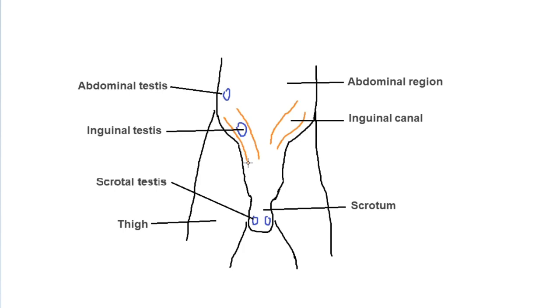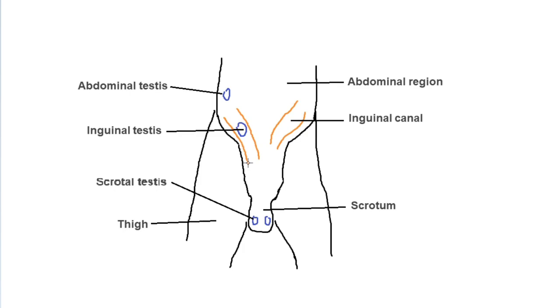But while passing into the scrotum from the abdominal region, the testis passes through one canal, and that canal is called the inguinal canal. In the figure you can see I have shown it with the orange structure. The canal is shown on both sides, the left side as well as the right side. So that is the inguinal canal.